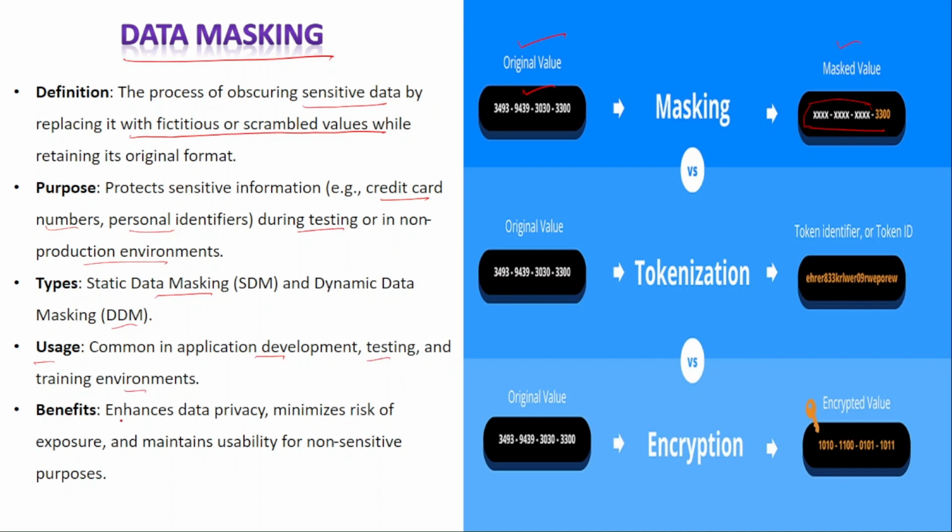What is the benefit of masking? It enhances data privacy, as we can see here, minimizes the risk of exposure, and maintains usability for non-sensitive purposes. So you can still use the data for non-sensitive purposes, and the application can still use your credit card number. But if someone is shoulder surfing over you while you are entering your credit card number on an e-commerce website, he or she cannot see the whole number, while still the credit card is being used by the e-commerce or any other application.